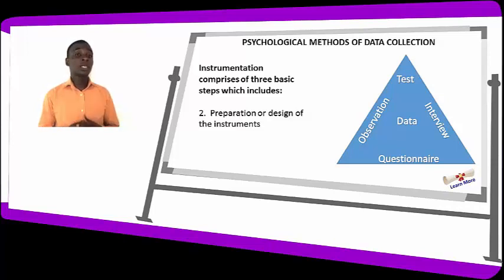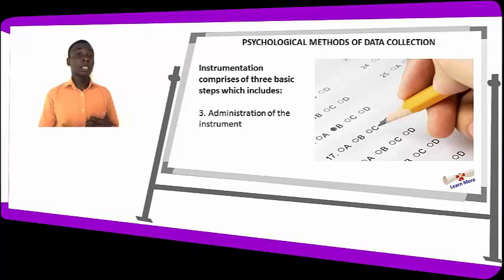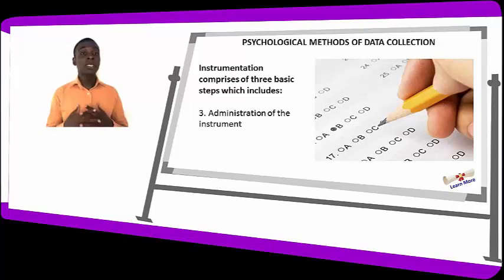Then number 3 is administration of the instrument. So when you are done selecting the kind of instrument you want to use, when you are done preparing or designing the instrument, then the next stage is to administer those instruments to the people, that is, the respondents. So in psychology you also do this. You select the instrument you want to use, you prepare or design your instrument, then you administer that instrument to that case study, or to the individual that has that challenge.